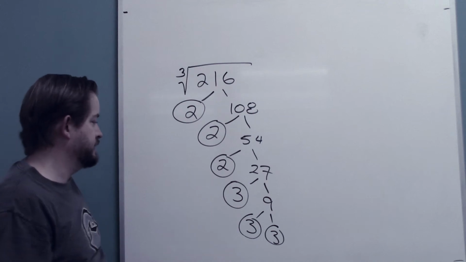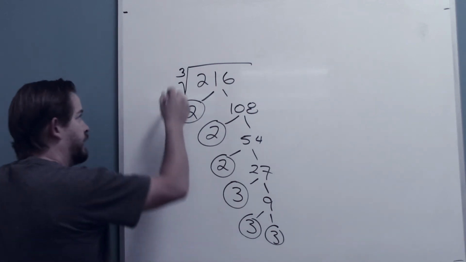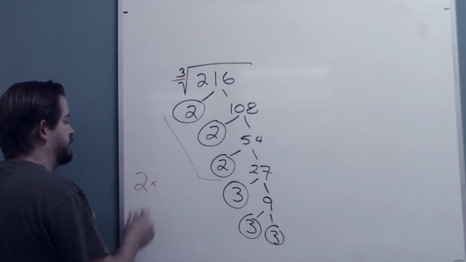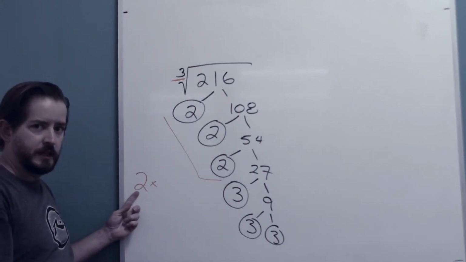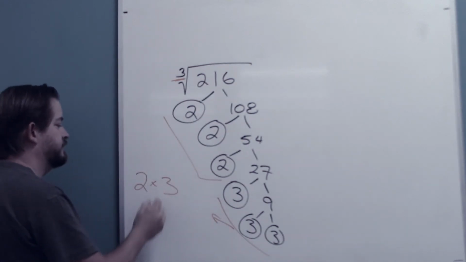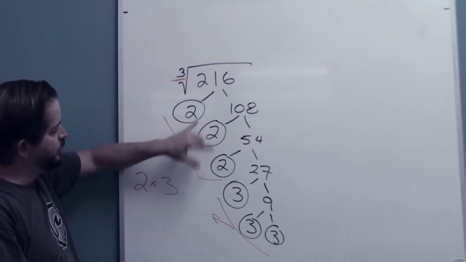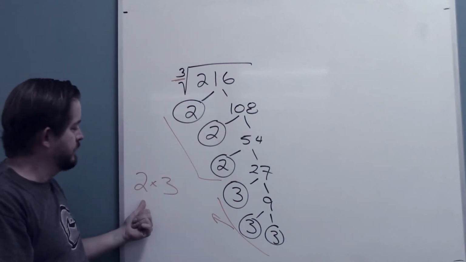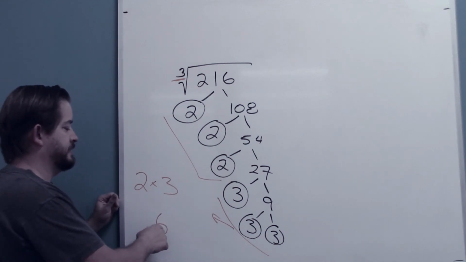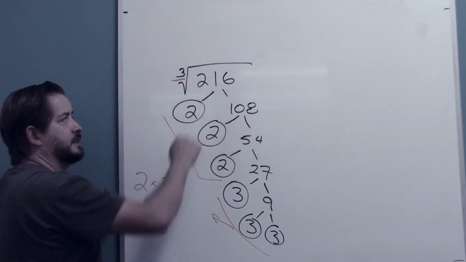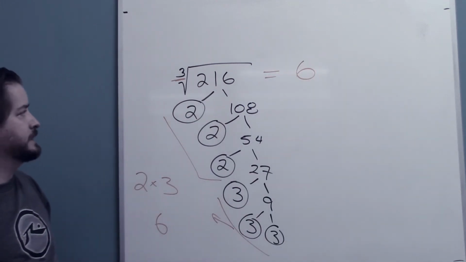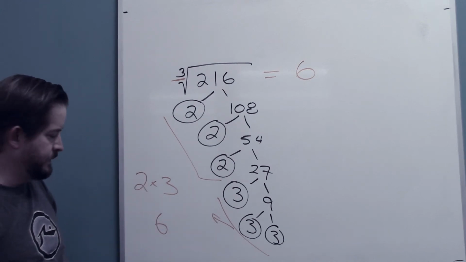I just have primes. And so I need 3. I have a group of 3. That's a 2. Right? There's 3 2's, so 1 2 comes out. And there's 3 3's, so 1 3 comes out. Right? This is how many of the group I need in order to pull one of them out. I have 2 times 3 on the outside, that's 6. And I can verify that 6 times 6 times 6 does indeed end up being 216. And so I have the cube root of 216 is simply 6.